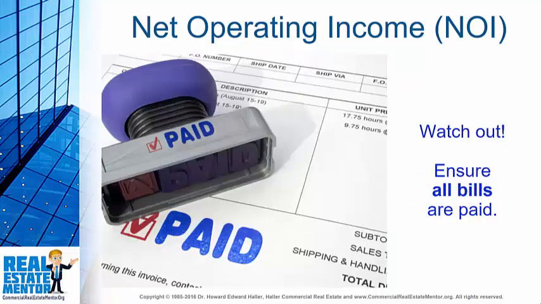When operating expenses come in, watch out that all the bills are paid. One of the tricks that can be done is they've held off paying the bills, which are accounts payable, to make the net income look better because they've got expenses they haven't paid yet. You need to know that all the bills are paid, because what if they left a $10,000 bill off of the property? Would that reduce your expenses?